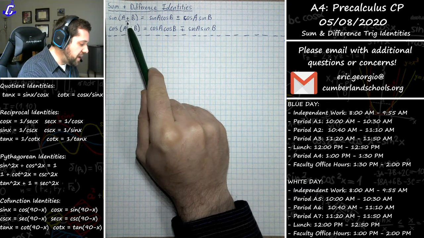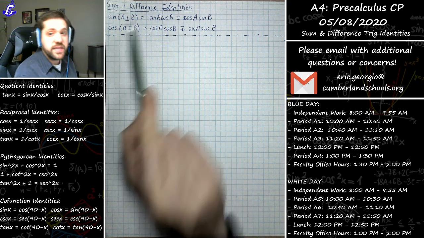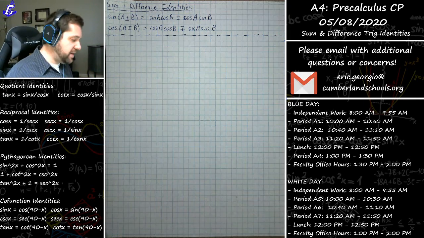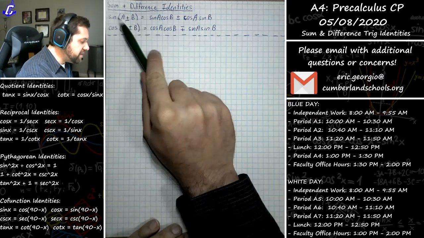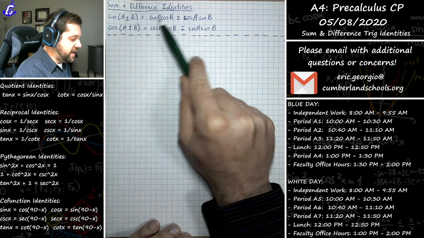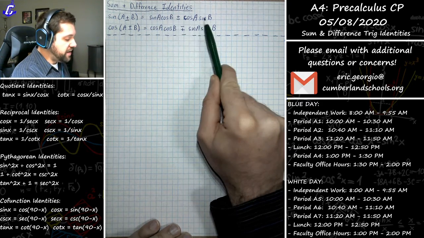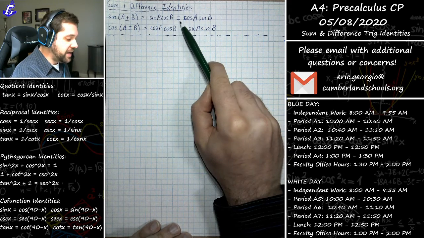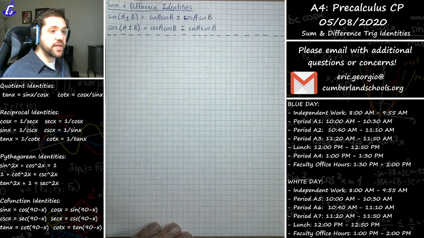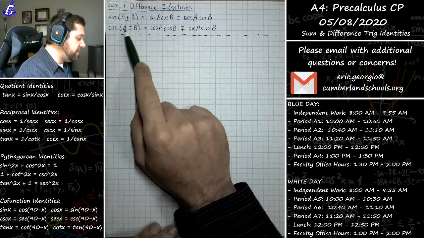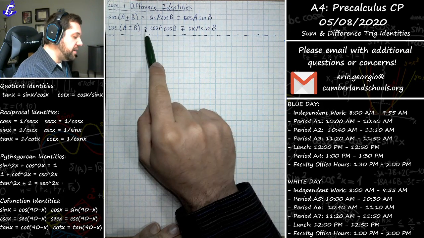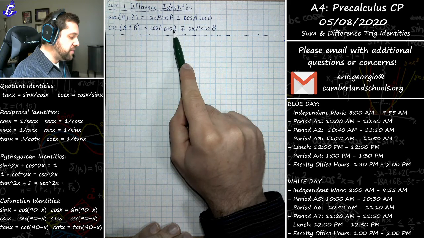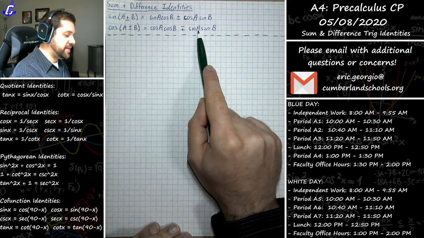Note that the plus or minus here and the plus or minus here means that with sine, your sign stays the same. If this is a plus b, this is going to be sine a cosine b plus cosine a sine b. If it's a minus b, you're going to see sine a cosine b minus cosine a sine b. Cosine works very similarly. The cosine of a plus or minus b is equal to the cosine of a cosine of b minus plus sine a sine b.